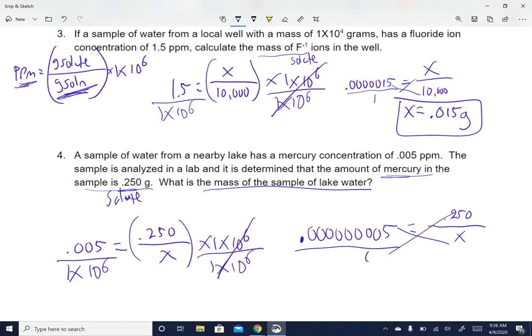Cross multiply. So this one's a little harder because it's going to be this number times X equals 0.250. So I'm going to use scientific notation. 5 times 10 to the negative 9 times X equals 0.250. Now I divide by this number, 5 times 10 to the negative 9. That cancels out to 1. Now I'm dividing 0.250 by 5 times 10 to the negative 9. X is going to equal this. So 0.25 divided by 5 times 10 to the negative 9.